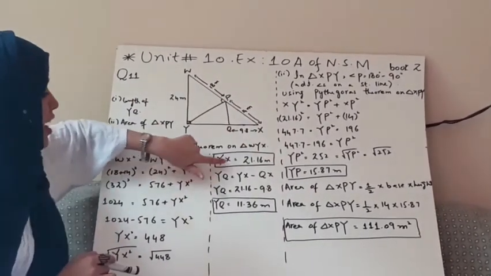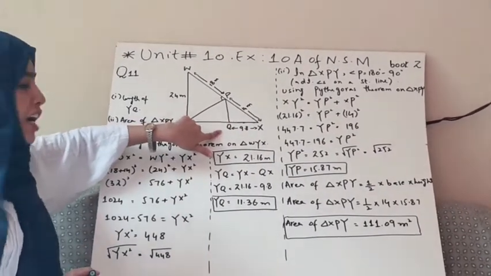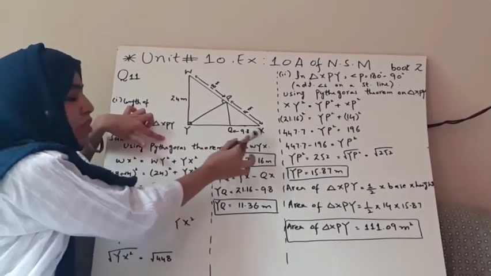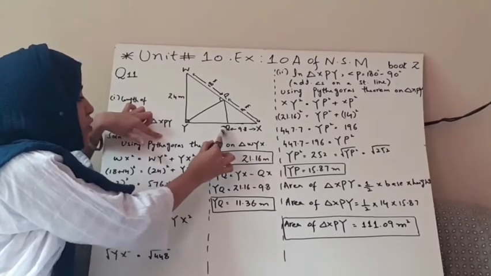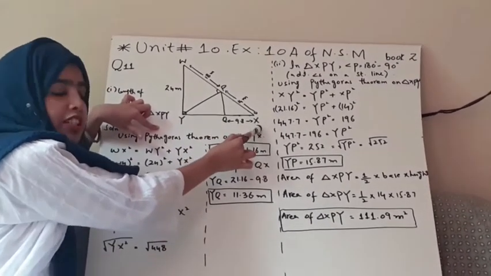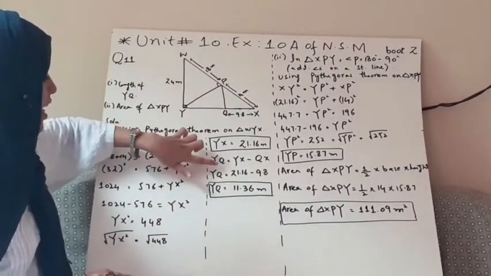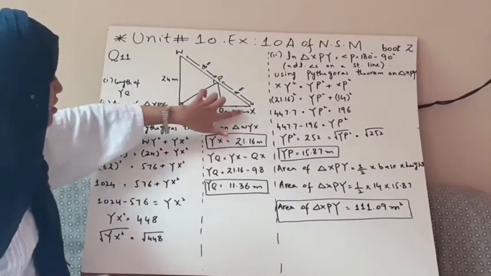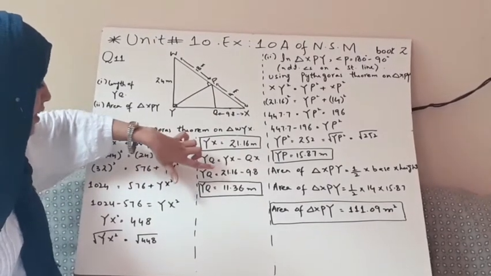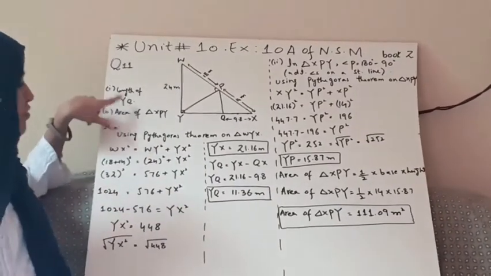So we have found YX, but our aim is to find YQ. Why did we find YX? Because if we know the whole length from here to here, and you are given this part from here to here, then if you subtract it from the total distance, you will be left with YQ. So YQ equals the total distance YX minus QX. Then just simplify it. YQ equals 11.36 meter. So we are done with the first part.